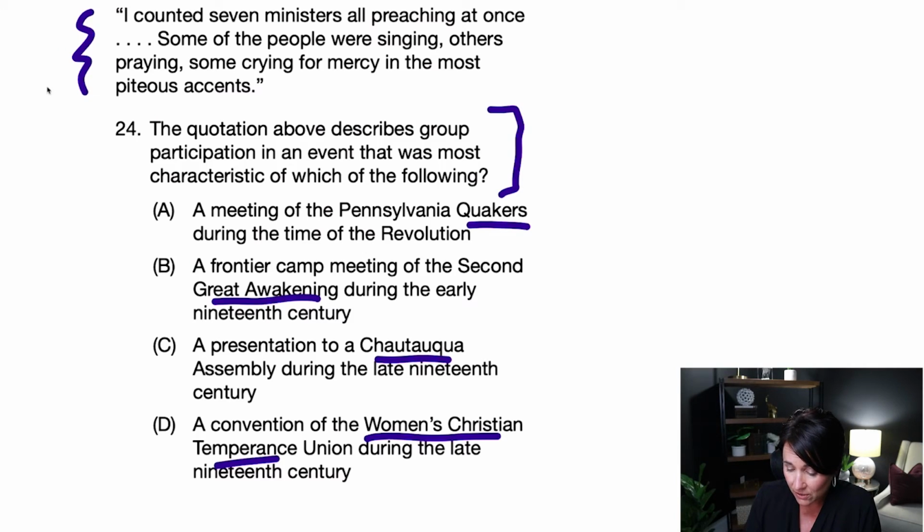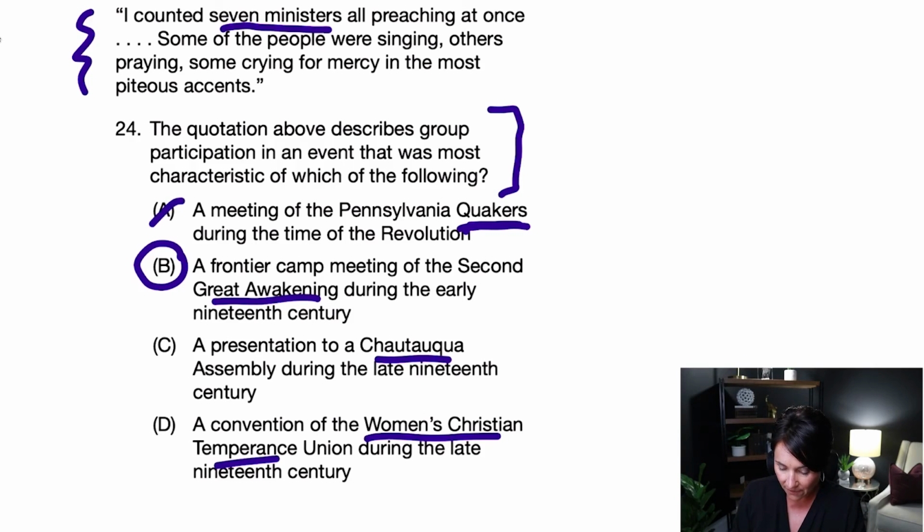We have some keywords here. 7 ministers all preaching at once, people singing, crying for mercy. All right, this definitely has to do with religion. So when we think of this it's actually going to be B, the Great Awakening. Now, the Second Great Awakening was kind of a revival movement from the Protestants, kind of in the 1820s all the way to the 1870s. And it was like a revival. So it's going to be very much like, people, intense preaching, singing, that kind of thing.